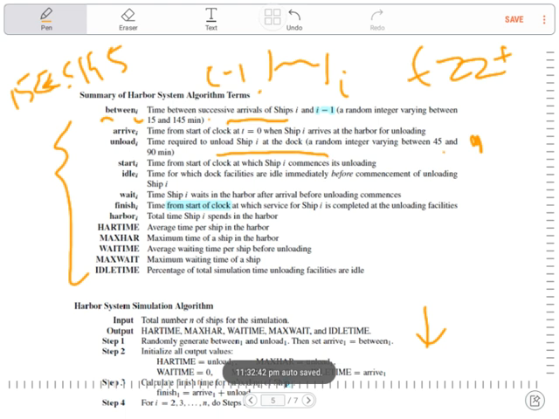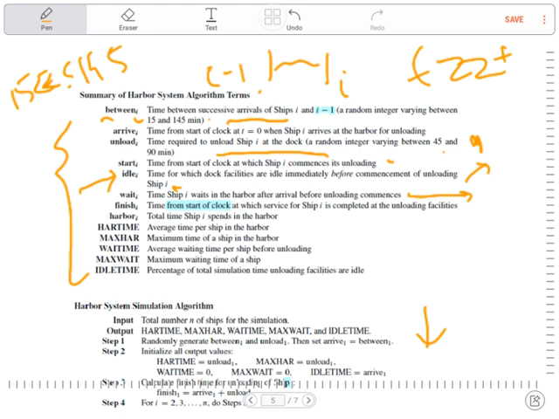Okay. Start I, time from start of clock at which ship I commences its unloading. Idle I, time for which dock facilities are idle immediately before commencement of unloading ship I. So this is something related to the harbor system. Wait I, the time ship I waits in the harbor after arrival before unloading commences. So this is the idle time for the ship I, and this is the idle time for the harbor. Idle I and wait I.